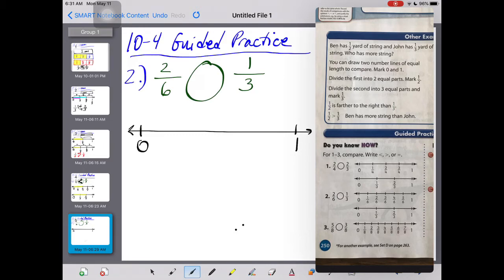We'll put 0 and we'll put 1. And let's have this one represent the one that's been cut up into 6ths. So we need to have 6 equal pieces all the way across here. So I'm going to first divide this into 2 equal pieces. And then on this side we'll have to have 3, and this side we'll have to have 3.